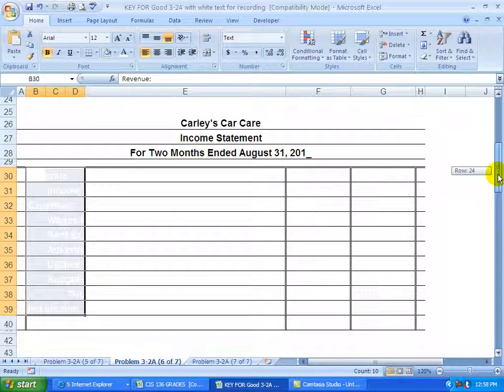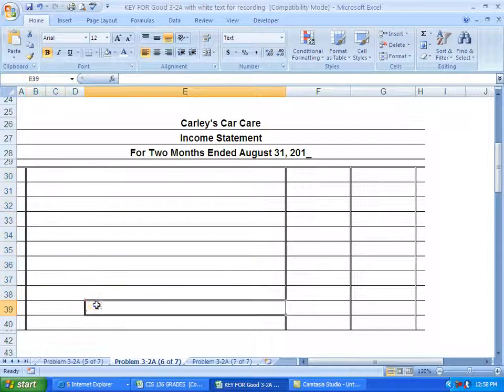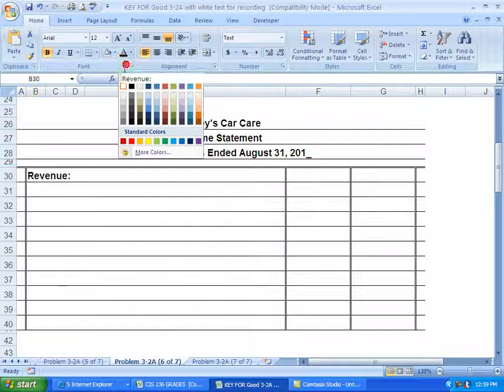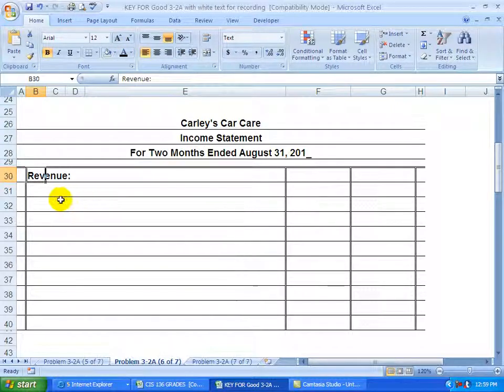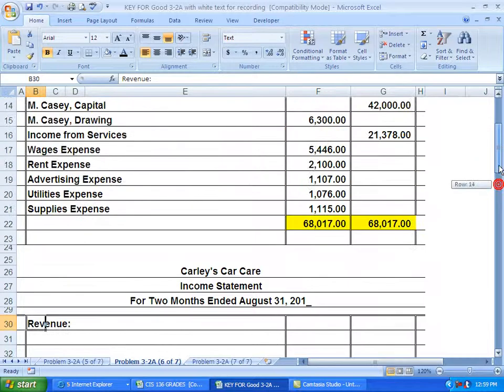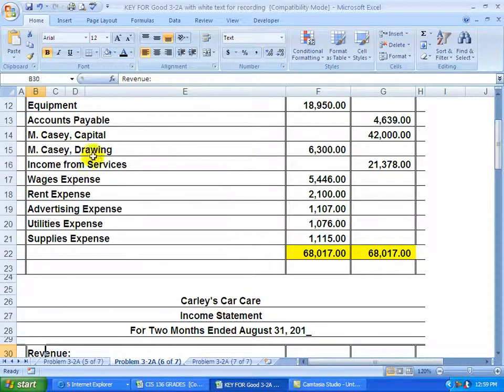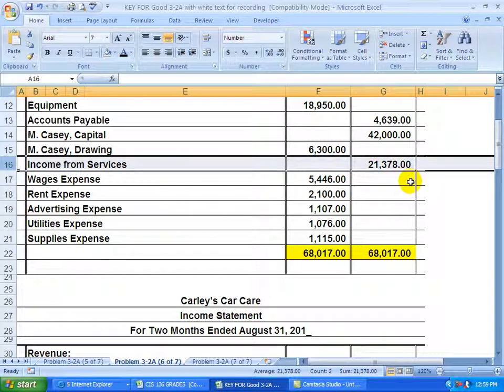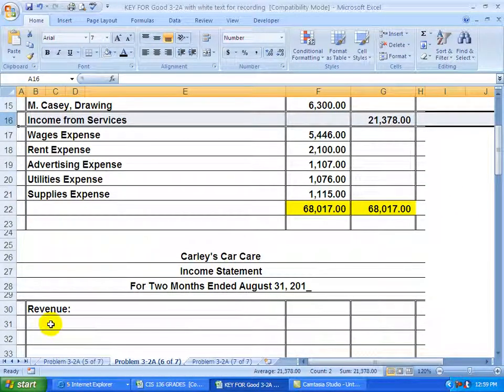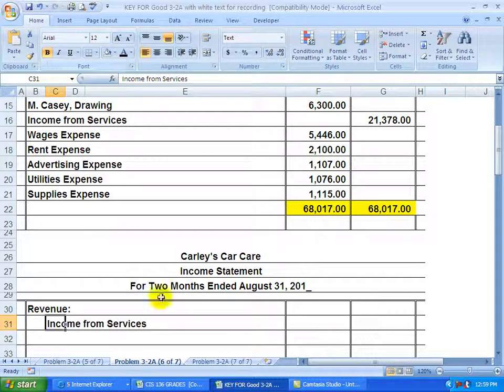So doing the income statement, we would have the name of the company, income statement. Now this one is for 2 months, so it's for the month of July and August. So for 2 months ended August 31, and the year would be proper. On the income statement, you're going to have revenue accounts because you're comparing revenue and expenses. As you look at your trial balance, see that you have an income from services for $21,378. You're going to indent here, and that's going to be the name of your account.